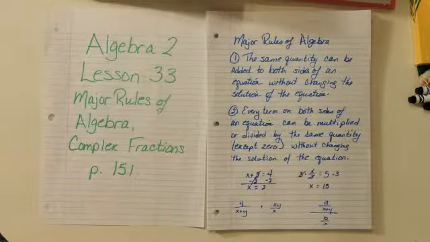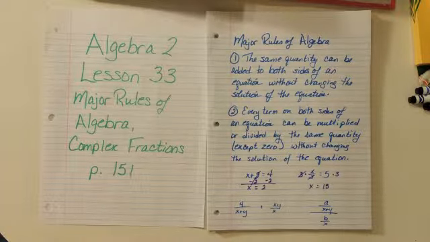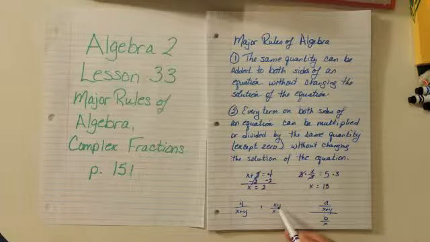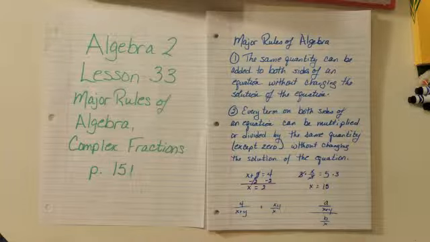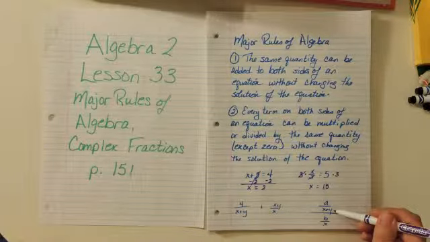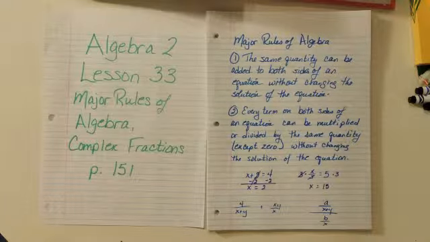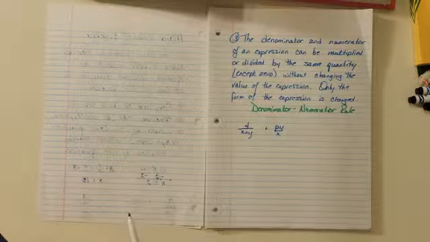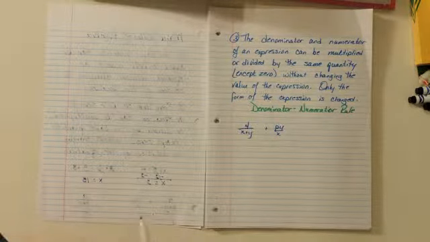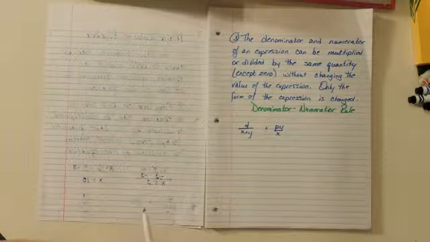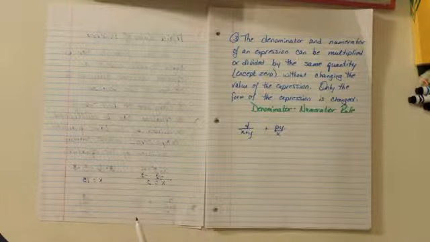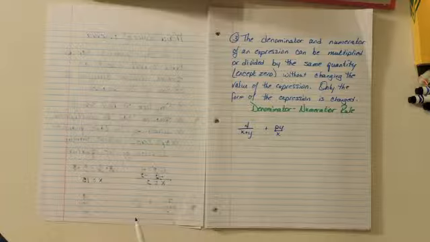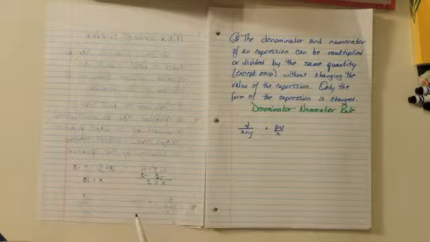The first two rules only work for equations. If we have an expression such as 4 over x plus 5 plus x times y over x, or a over x plus y all over b over x, we can only use the third rule. The third rule states that the denominator and numerator of an expression can be multiplied or divided by the same quantity except 0 without changing the value of the expression. Only the form of the expression is changed. This is called the denominator-numerator rule.